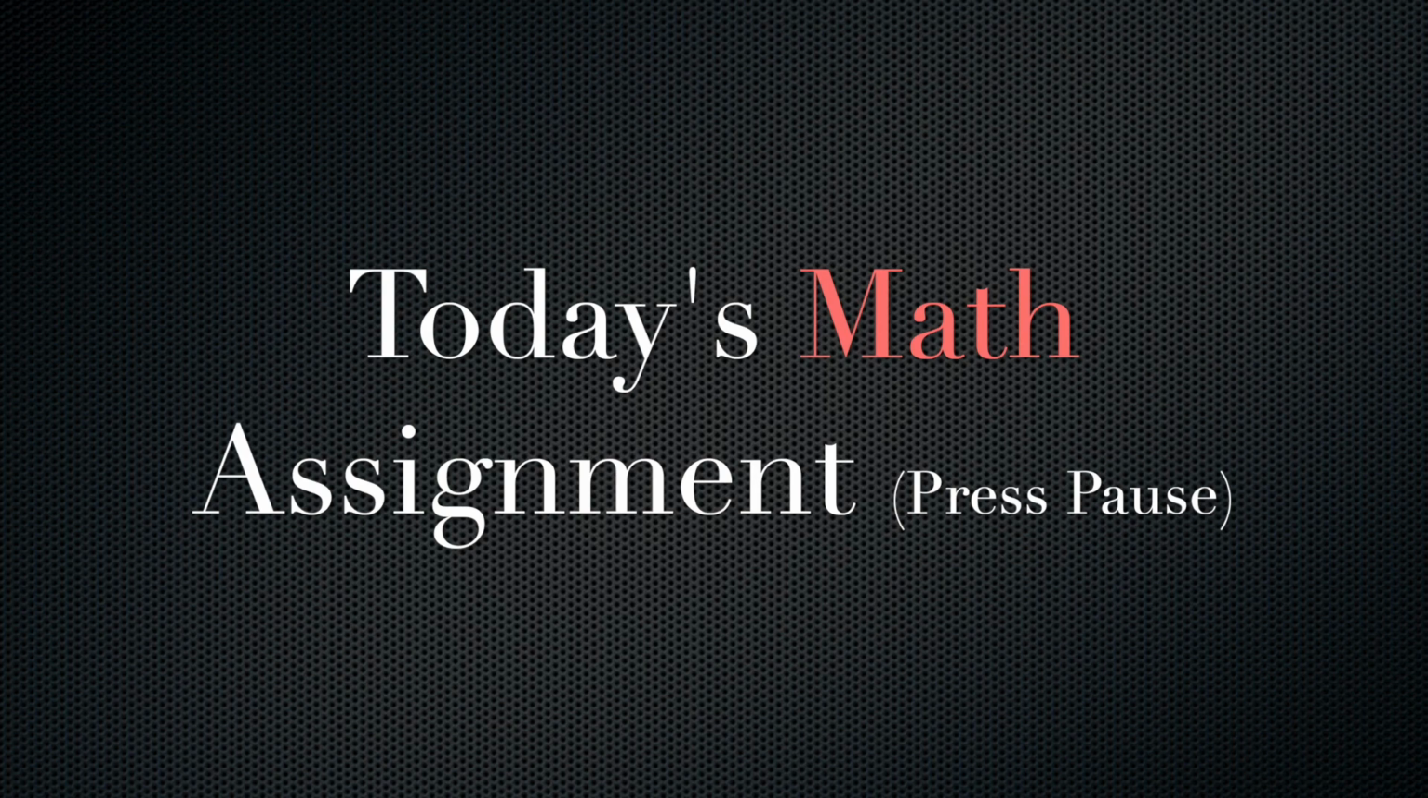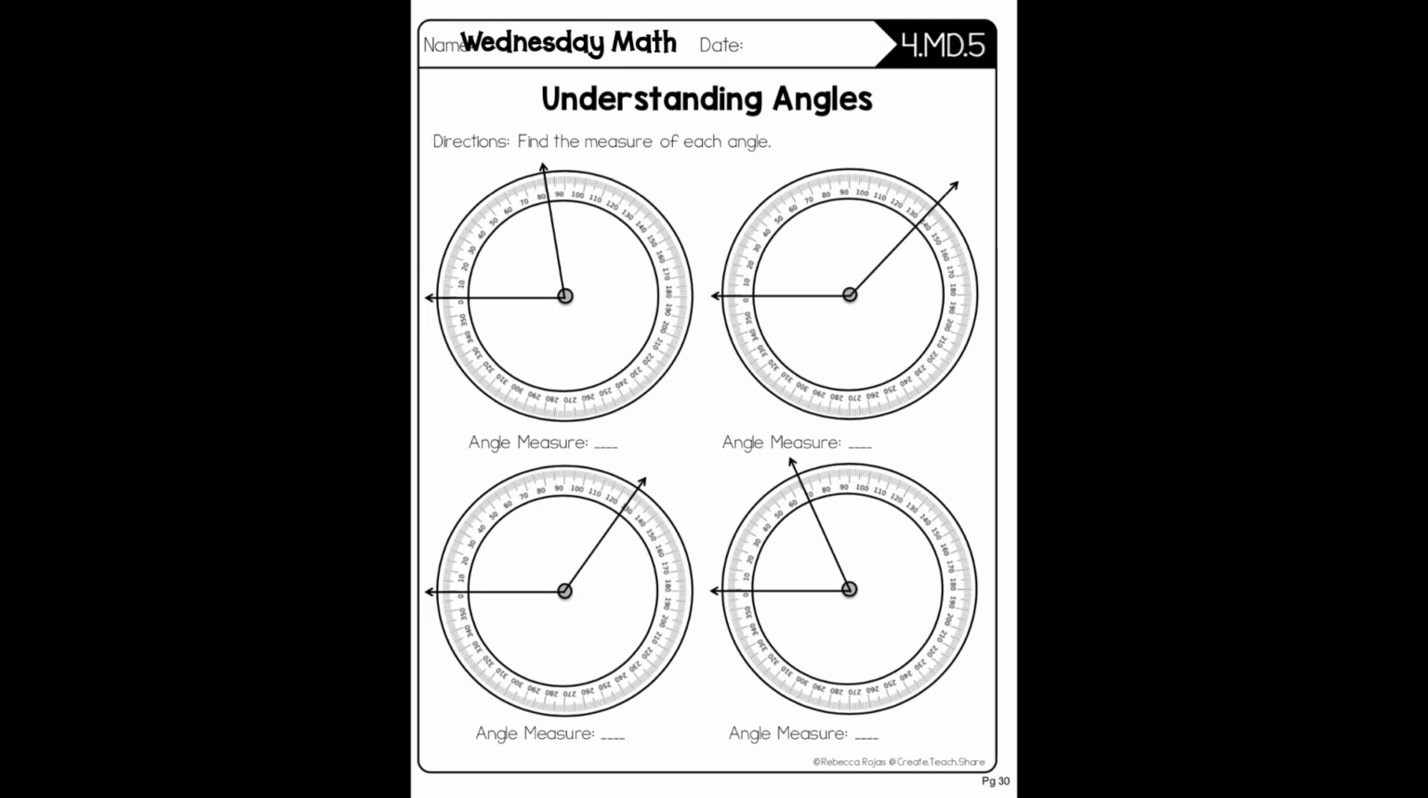8 times 1, that equals 8. 16, that's 2 times 8. 24 is 3 times 8. Are you starting to see? 32 is 4 times 8. 40 is 5 times 8.